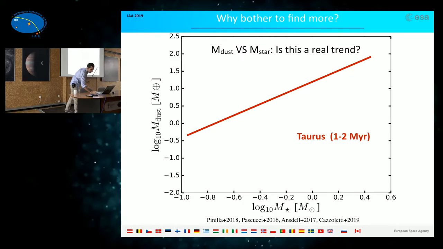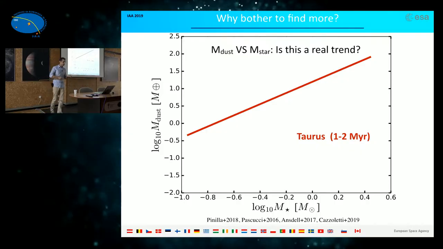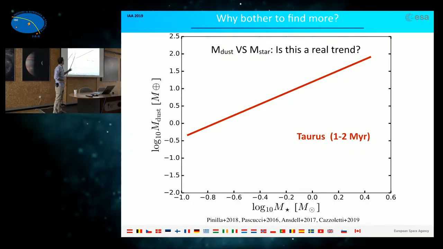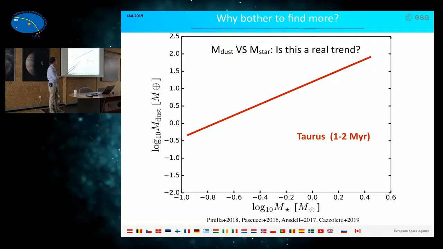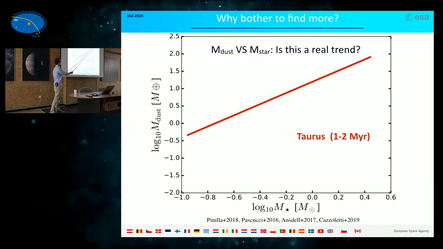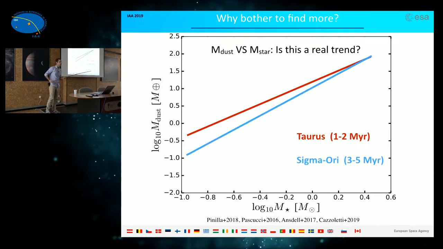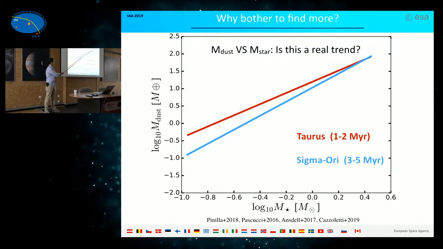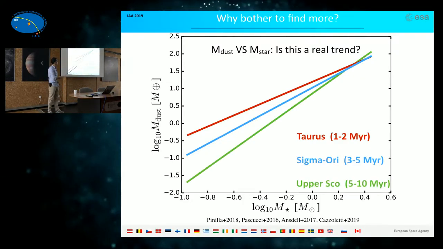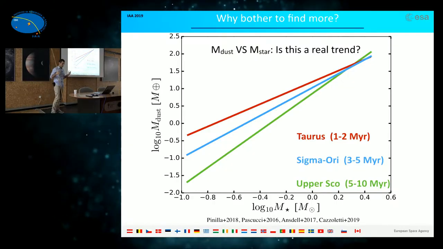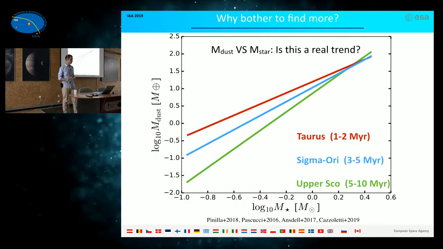Another reason why I would like to find more protoplanetary disks is because there are some trends in the literature. I would like to know if they are really true or not. For instance, there is this trend that relates the disk mass versus the stellar mass, and you can see that in Taurus, on average, the mass of the disk increases with the stellar mass. Now, if we repeat the same exercise for a more evolved region, this straight line becomes more steep. And if we do that with an older region, we find this more steep curve. Now, all these studies are based on small samples of disks. So I would like to repeat this exercise using larger and larger samples of disks, of course.